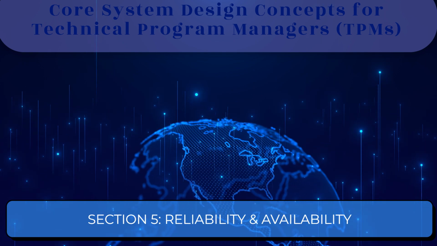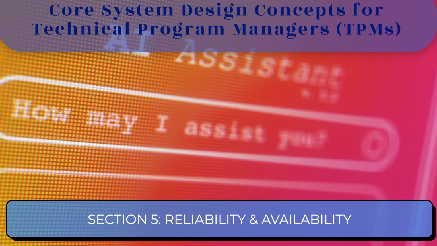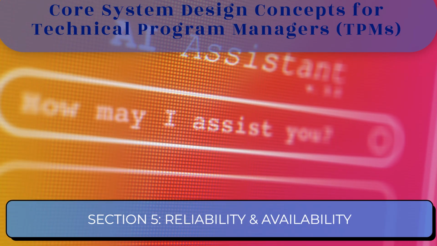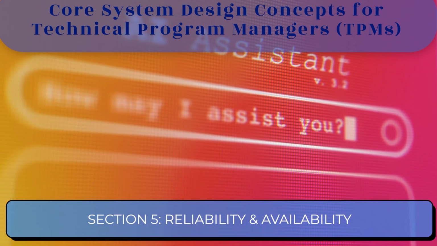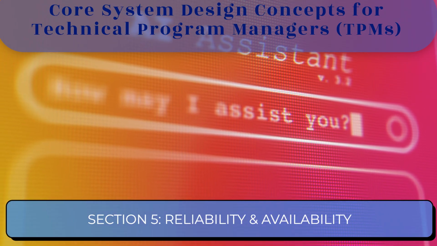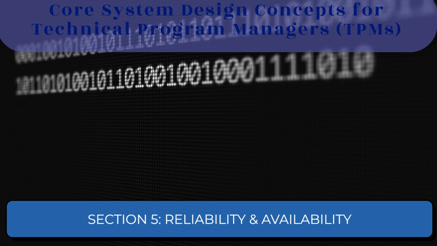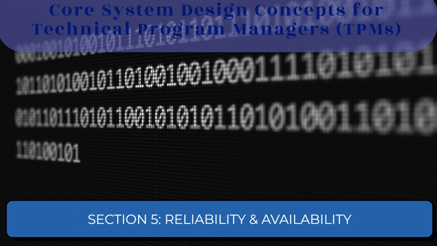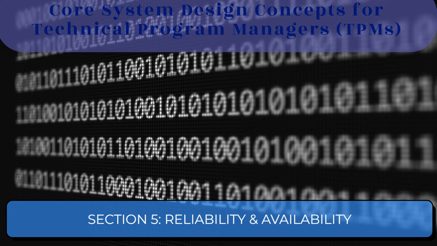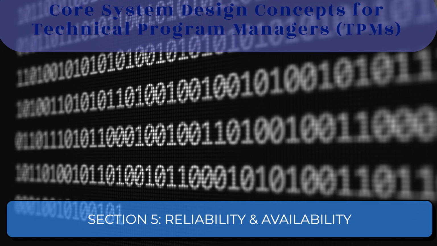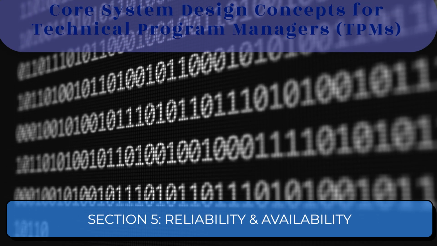Section 5. Reliability and availability. Big tech companies care deeply about uptime. As a TPM, think about redundancy, failover strategies, monitoring and alerts, incident response readiness. Ask yourself, what happens when the service goes down at 2 a.m.? This mindset separates junior TPMs from senior TPMs.